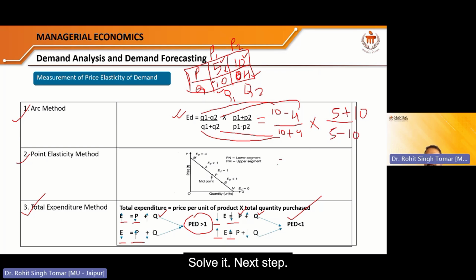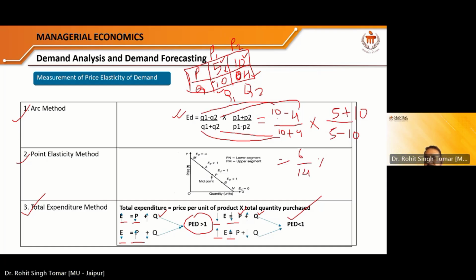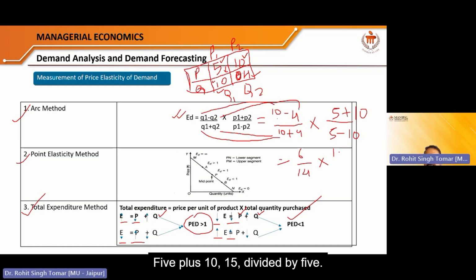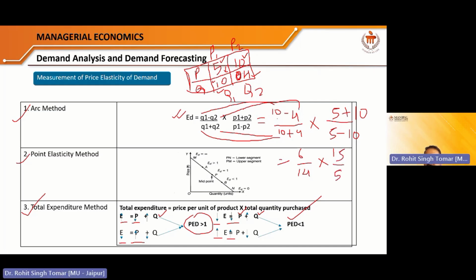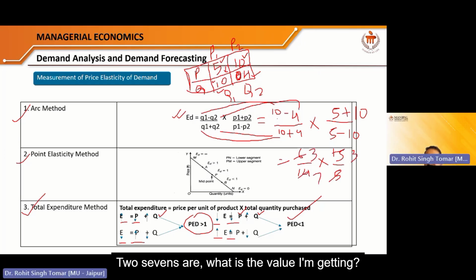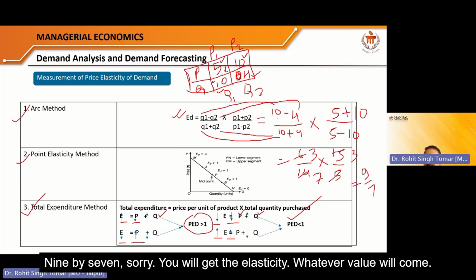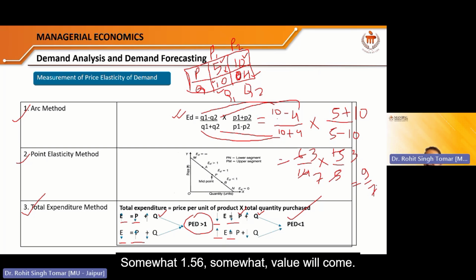Solve it. Next step. 10 minus 4, 6. 10 plus 4, 14. Multiply. 5 plus 10, 15. Divided by 5 minus 10, 5. Ignore the minus sign, no issues. Solve it. 5 3s are 15. 2 3s are 6. 2 7s are 14, so we get 3 multiplied by 3, 9 by 7. Divide 9 by 7, you will get the elasticity. Whatever value comes, somewhat like 1.56.